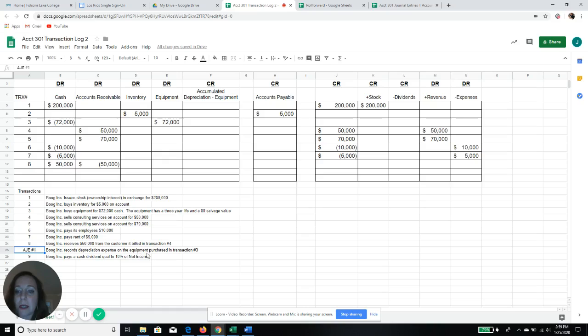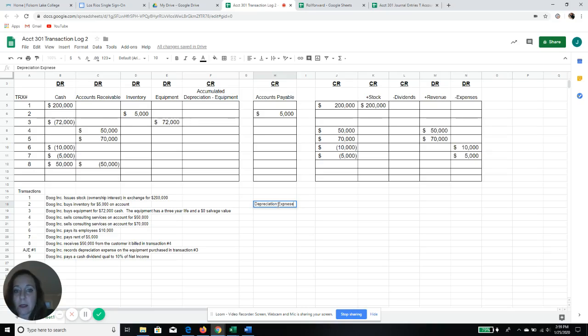Depreciation expense is basically the way that we expense our assets, our fixed assets, which is what equipment is, over time. So when we buy the equipment, we put it in an asset account, and then as we use it up, we transfer that value to expense because the asset loses value over time.